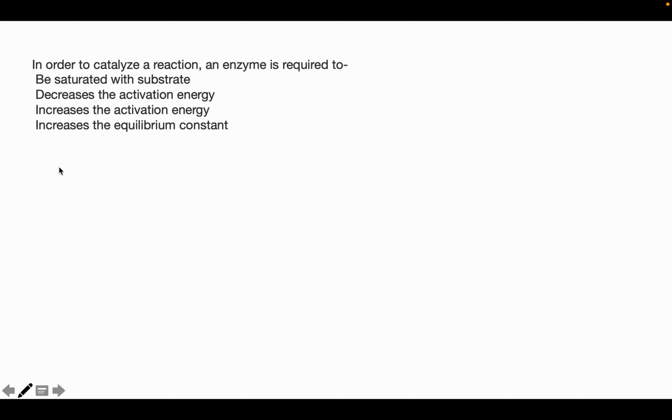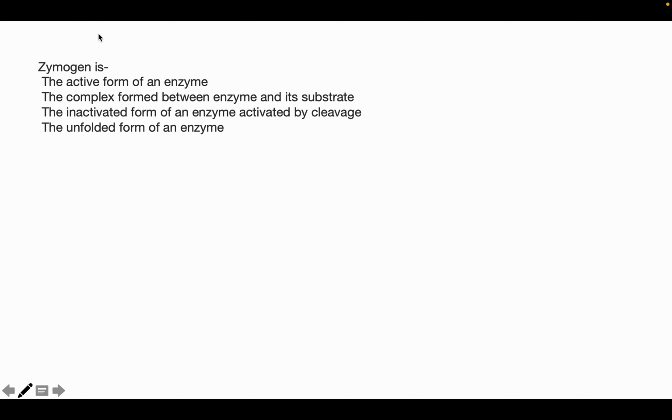In order to catalyze a reaction, an enzyme is required to be saturated with the substrate, decrease the activation energy, increase the activation energy, increase the equilibrium constant. So the enzyme doesn't affect the equilibrium constant at all. It has to decrease the activation energy. So the correct answer is this. It has to decrease the activation energy.